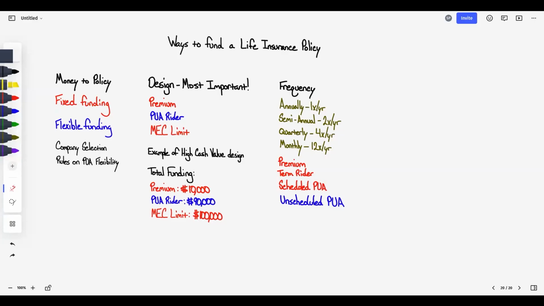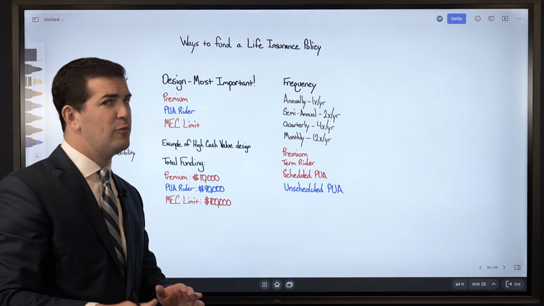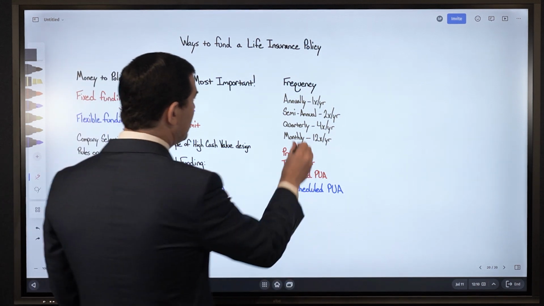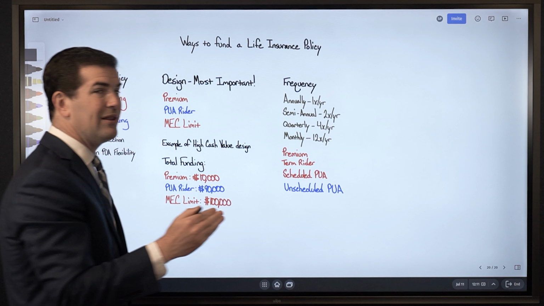So if you said, I want to fund $100,000 per year, one time per year, you would have an annual payment for $100,000. If you said, I want to do it over 12 months, you would divide that $100,000 by 12, but then there would be a fee as well. What you'll find with different frequencies is that the insurance company will assess a fee.